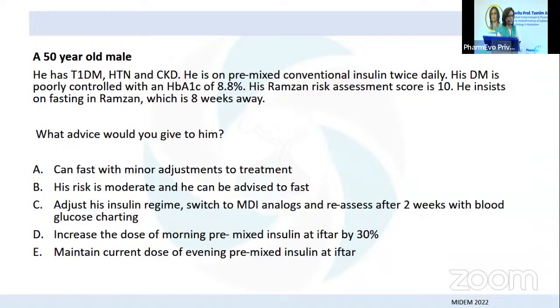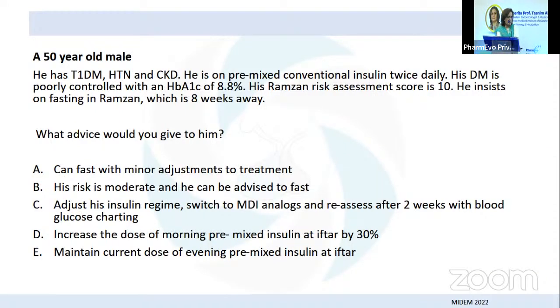His diabetes is poorly controlled with an HbA1c of 8.8%. His Ramzan risk assessment score is 10. He insists on fasting, which is 8 weeks away. So even though he should not be fasting, there are too many red flags here. But he says, do whatever you want, I have to keep the fast, life and death are in Allah's hands. So now you have to help him. So what will you tell him? Can fast with minor adjustments to treatment?